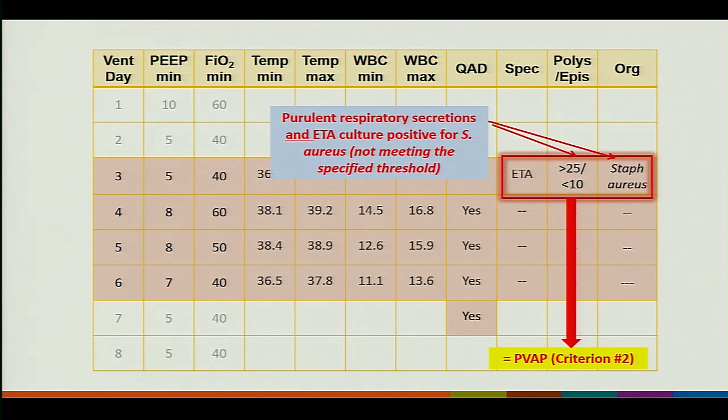Here we have an example of how PVAP definition criterion 2 could be met. Again, VAC has already been met, IVAC has been met, and we have satisfied the purulent respiratory secretions definition because we have a specimen with greater than 25 neutrophils and less than 10 epithelial cells, and a qualitative report of an eligible pathogen from an endotracheal aspirate, which did not meet the threshold for criterion 1.